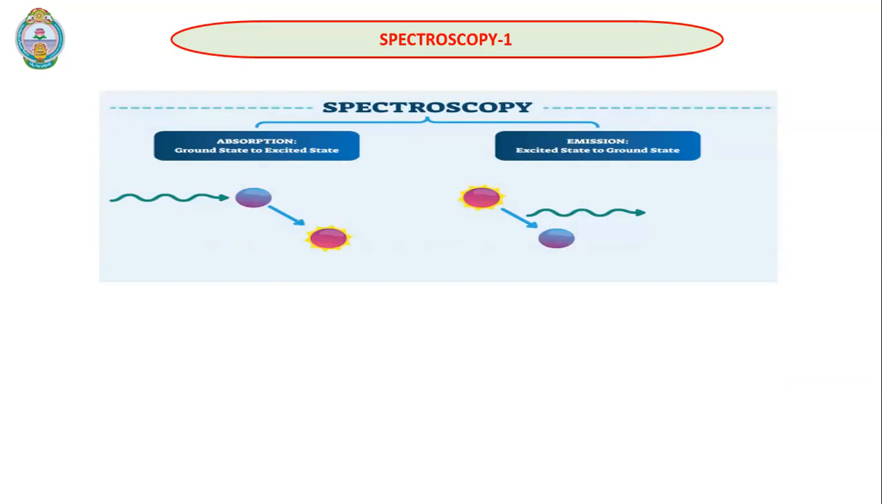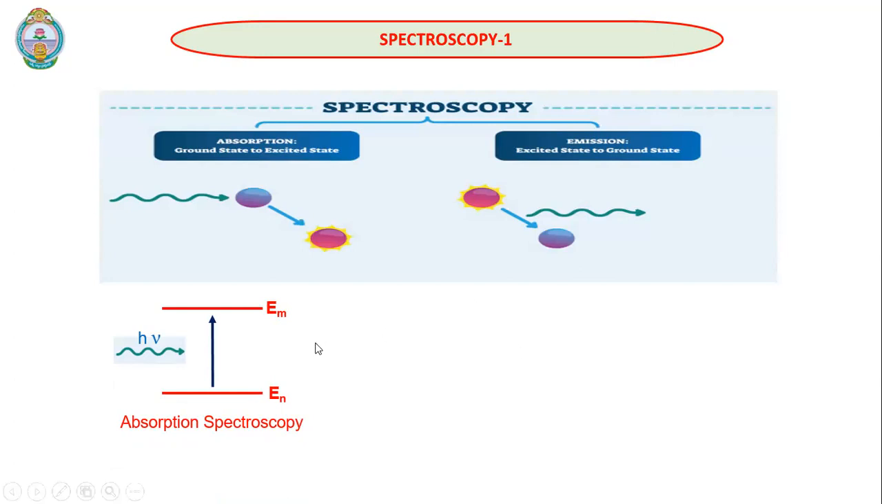On a broad category, spectroscopy is divided into two classes. One is absorption spectroscopy, another one is emission spectroscopy. What is absorption spectroscopy? If the spectroscopy results from the absorption of light, then it is called absorption spectroscopy.